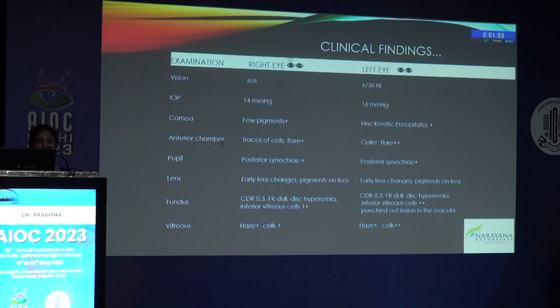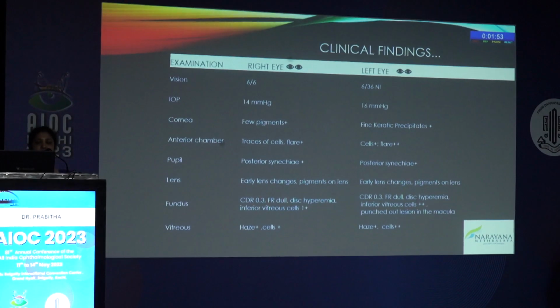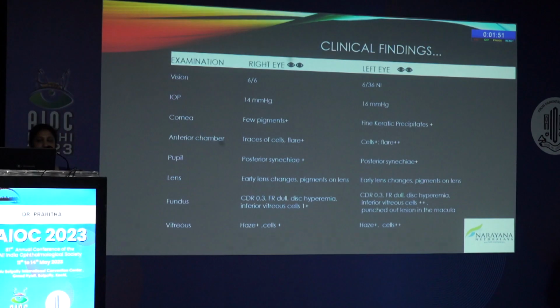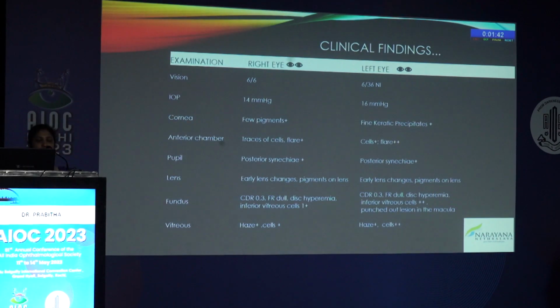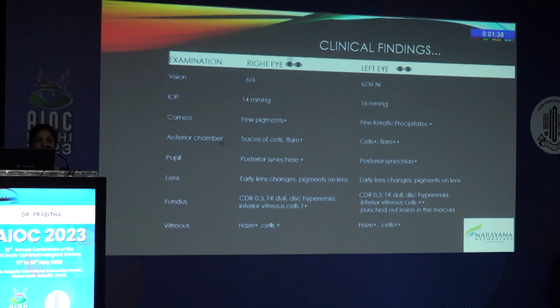In the left eye, there were fine keratic precipitates in the cornea. Cells and flare were seen. Posterior synechiae was present. Fundus findings were inferior vitreous cells, and a punched out lesion was seen in the macula, and there was vitreous haze and cells. The findings were more in the left eye as compared to the right eye.